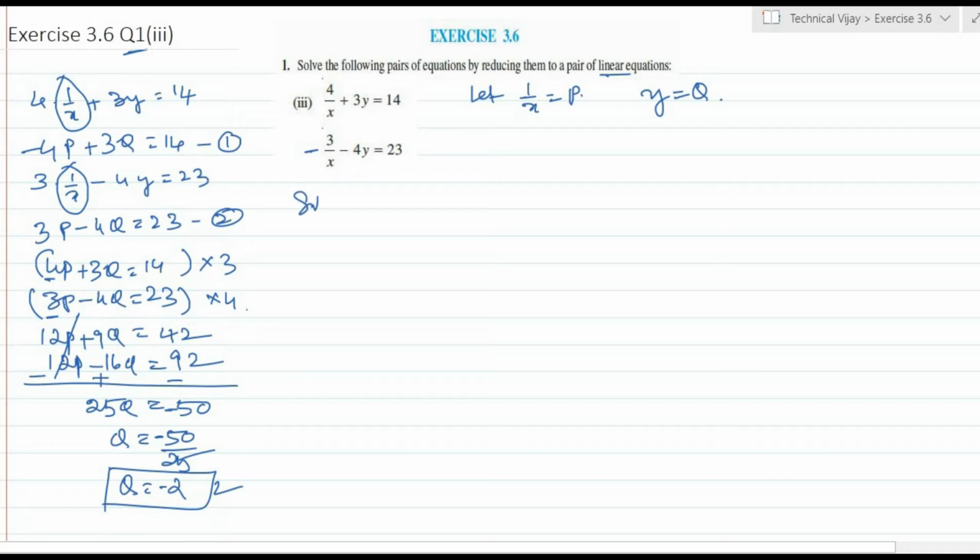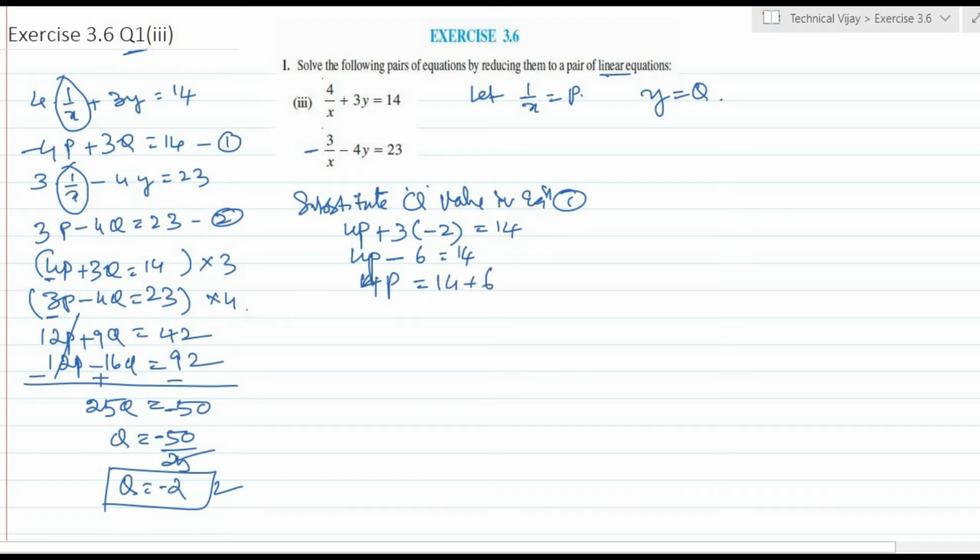So now substitute the q value in equation 1. Equation 1 is 4p plus 3 into minus 2 is equal to 14. So 4p minus 6 is equal to 14. 4p is equal to 14 plus 6. P is equal to 20 divided by 4. 4 5s are 20. So p is equal to 5.